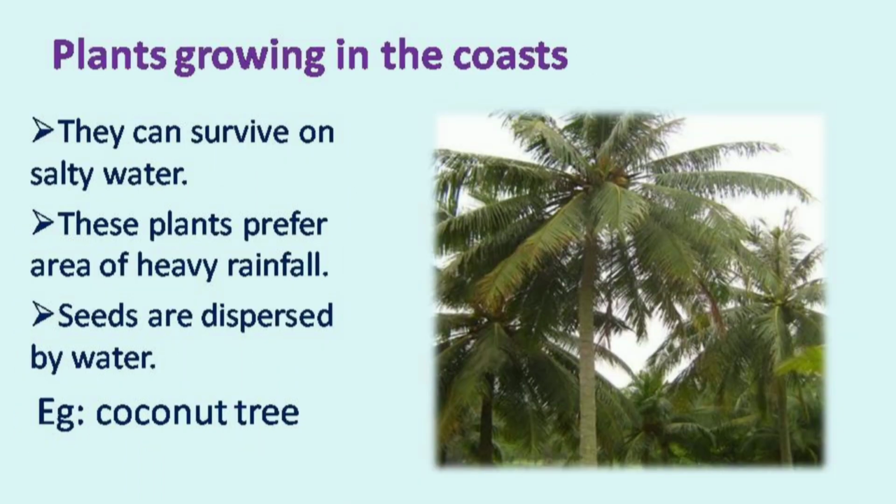Plants growing in the coasts. They can survive on salty water. These plants prefer areas of heavy rainfall. Seeds are dispersed by water. Example: coconut tree.